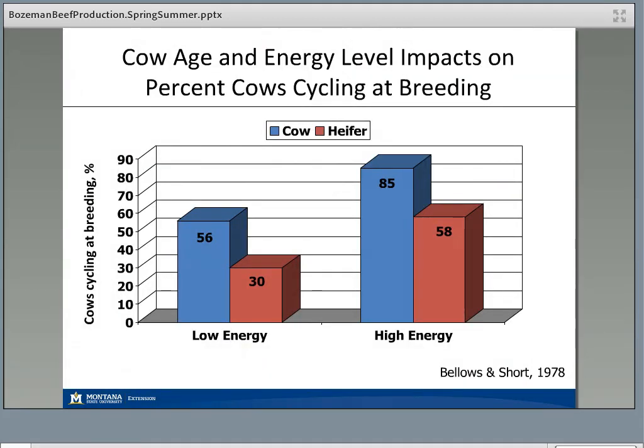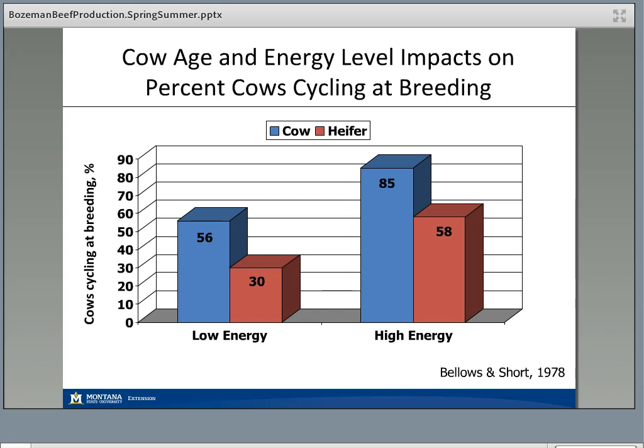So here's some seminal data in the world of beef cattle nutrition and reproduction from Miles City at Fort Keogh. This data shows us the differences between cows and heifers and energy level before calving on how well they perform when it's time to turn the bulls out. So we have groups of cows here that were fed below nutrient requirements before calving, and cows that were fed just above their nutrient requirements for energy before calving. And then we looked at the percent of cows who were cycling at breeding.